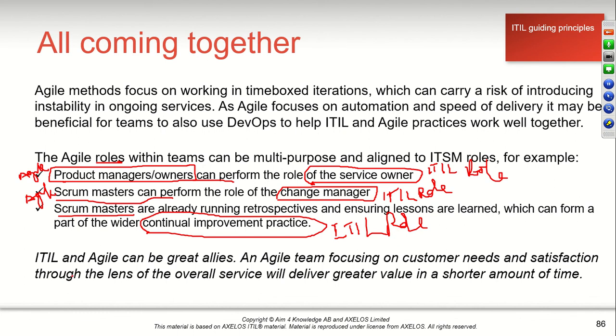An Agile team focuses on customer needs and satisfaction through the lens of the overall service, and that is supposed to deliver greater value. So with ITIL, okay, value is key. With Agile, value is also key. However, this value must be delivered in a shorter amount of time. And that's why I mentioned that for Agile, we're looking at delivering value between 2 to 4 weeks.